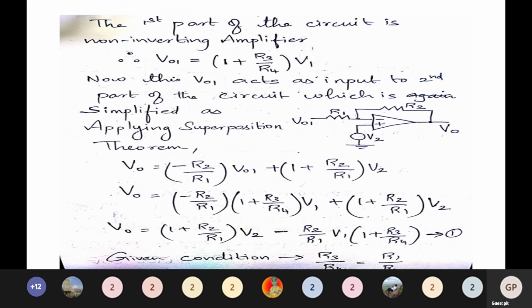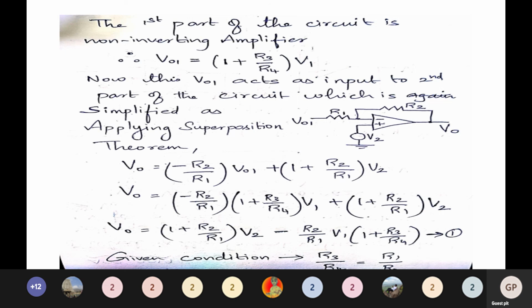When I consider input V2, what will happen? V2 is given here and you have a feedback, and a resistor going to ground. So it looks like a non-inverting amplifier. In that case, what will be my output? Output will be equal to 1 plus RF by Ri times this input. So 1 plus R2 by R1 times the second input, which is V2.